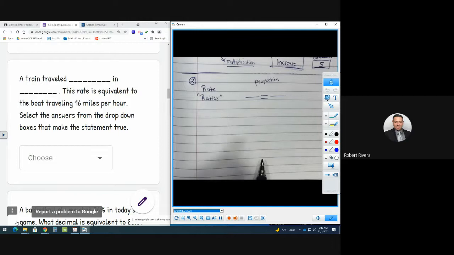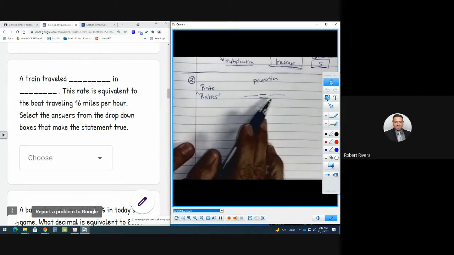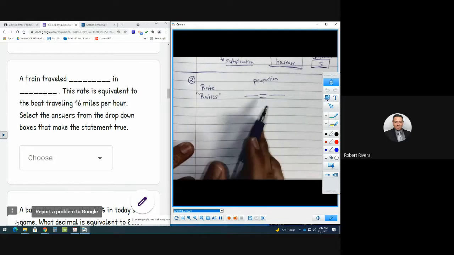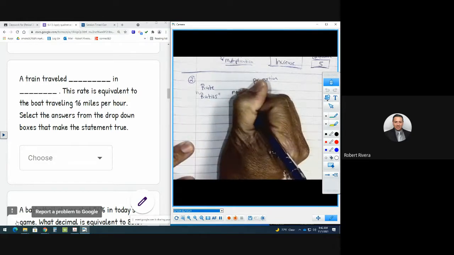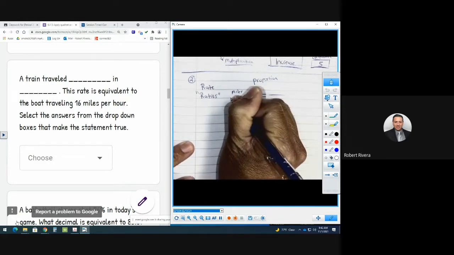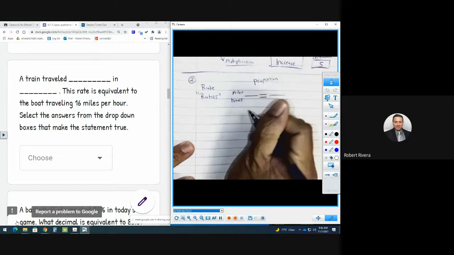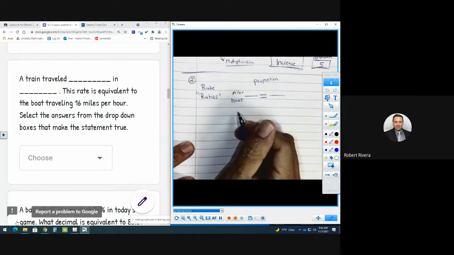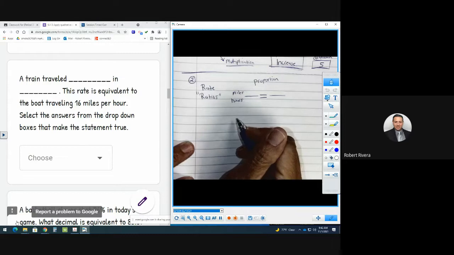But now, before I do my ratios, I need to get my labels. So I know it's 16 miles per hour, so I know that we have miles and hours. Remember I told you you have to label? Yeah. So the 16 will go on the top or on the bottom? Where would I put it, on the top?